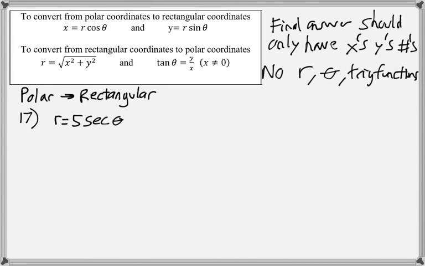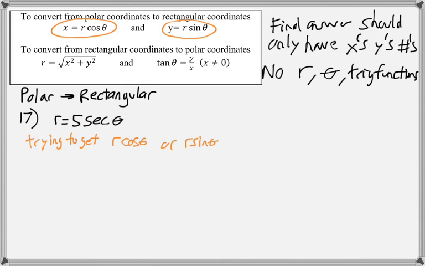So with r is equal to 5 secant of theta, I'm really trying to get an r cosine of theta or an r sine of theta. And I want those because if I see an r cosine of theta, I can just replace it with an x. If I see an r sine of theta, I can just replace it with a y.